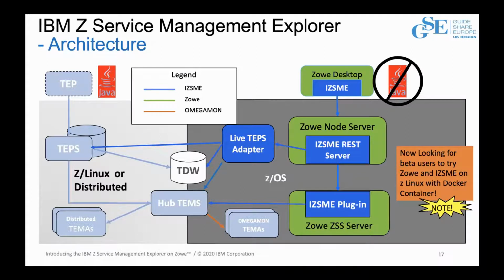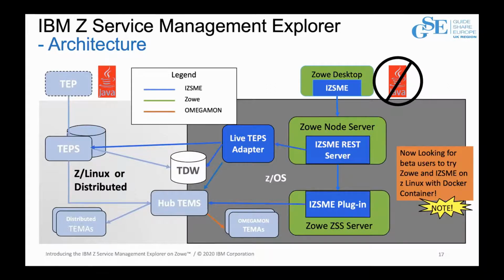But if you look on the right-hand side now, the green boxes represent Zowe itself. So you have the Zowe desktop, a Node server, and the ZSS server. All three of these are available through Zowe and are required. But then we provide the installation for the IZSME plugin and the IZSME code.